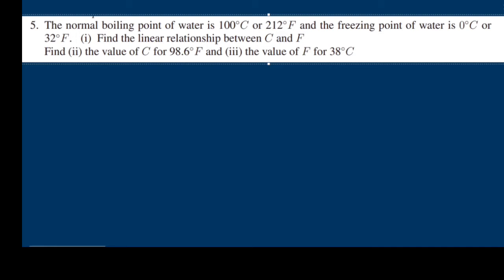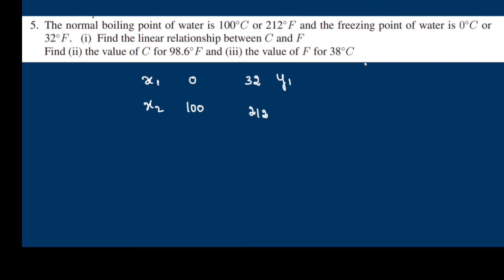The normal boiling point of water is 100 degrees centigrade or 212 degrees Fahrenheit. The freezing point of water is 0 degrees centigrade or 32 degrees Fahrenheit. Find the linear relationship between the centigrade and Fahrenheit. There are two variables here, centigrade and Fahrenheit.